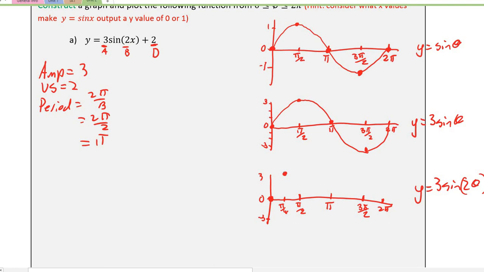Now, previously, the next time I got back down to 0 was at pi. But we're going twice as fast this time. We're going through 2 full cycles instead of 1. So if I'm going twice as fast, instead of getting there at pi, where's the next critical point going to be? Pi on 2, that's right.